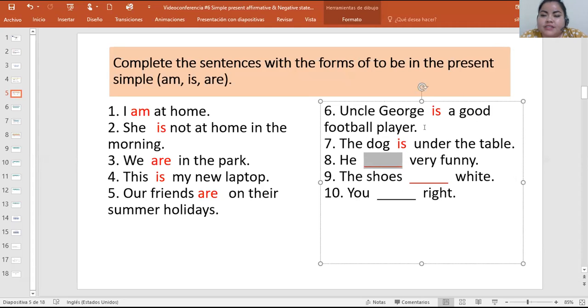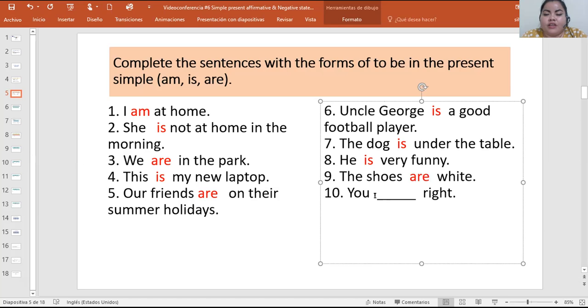Number eight, Sandra. Hola. Number 8. He is very funny. He is very funny. Funny. Repeat. Funny. Excellent. Funny. Alfredo, number 9. The shoes are white. The shoes are white.